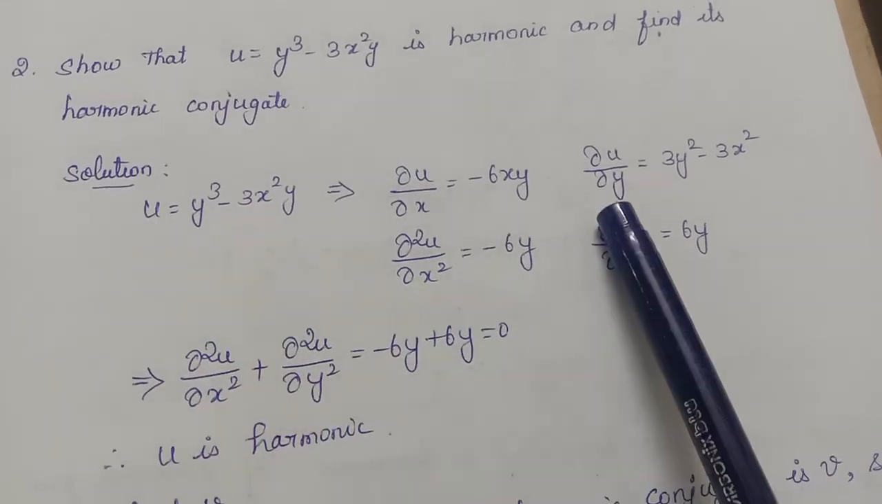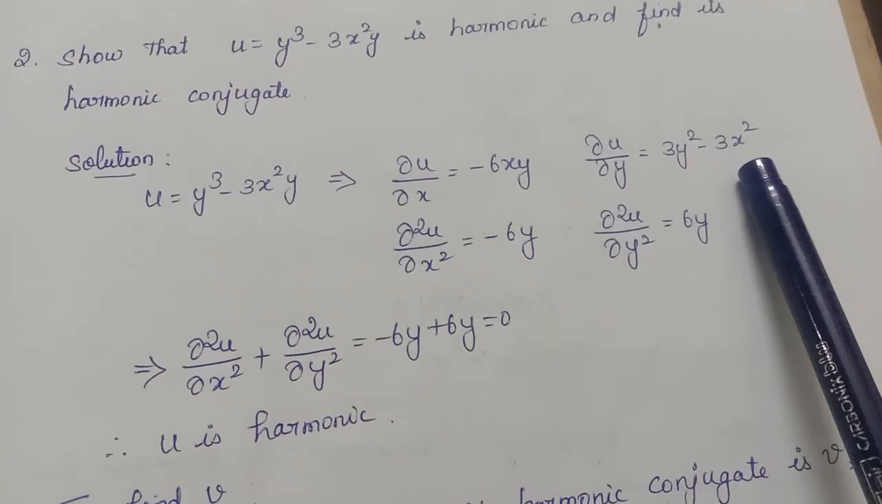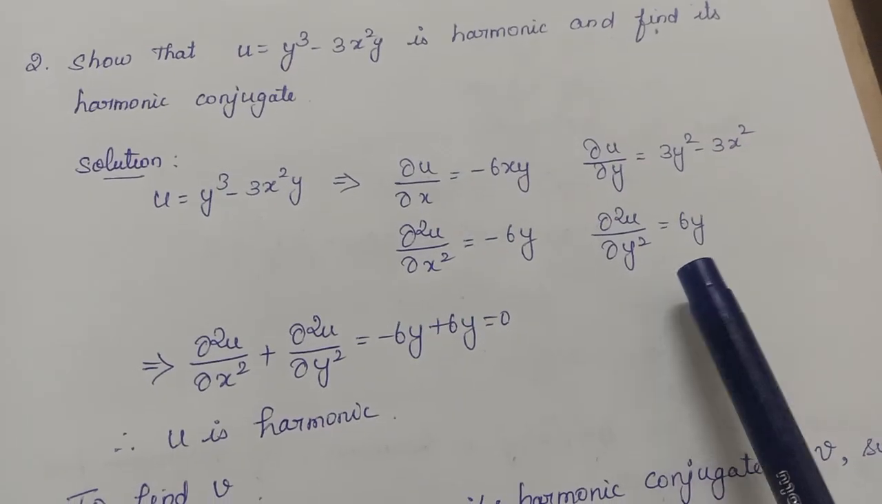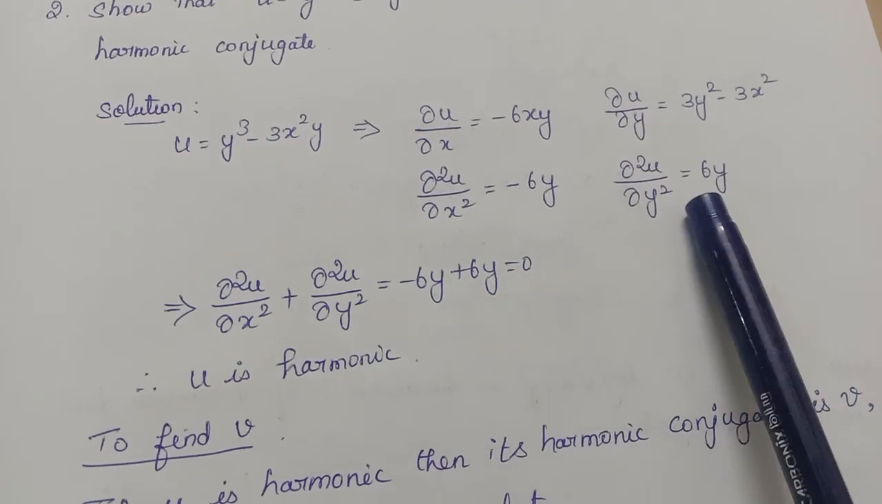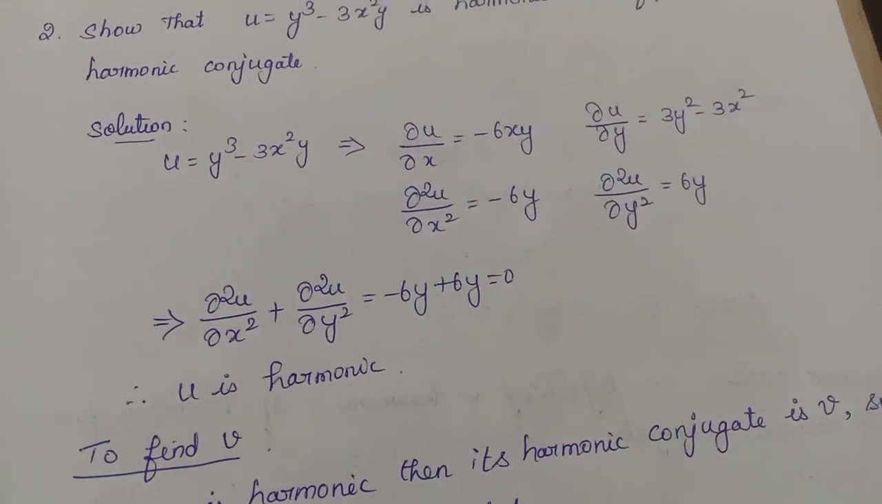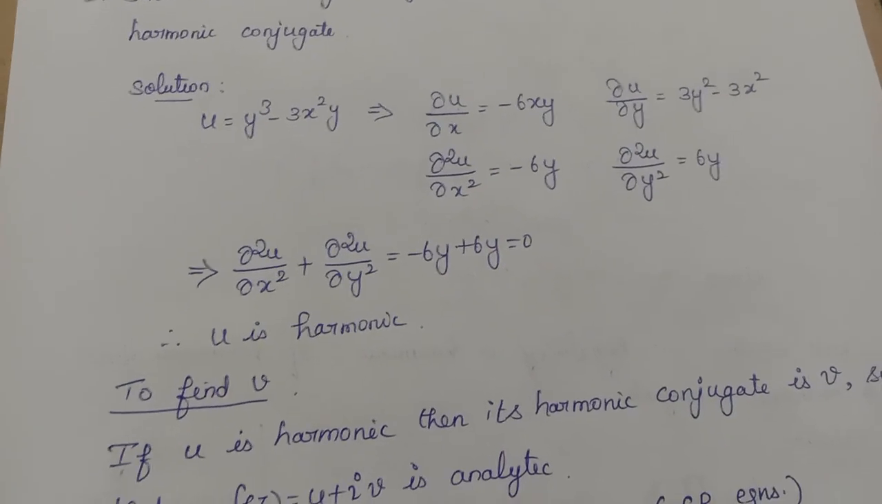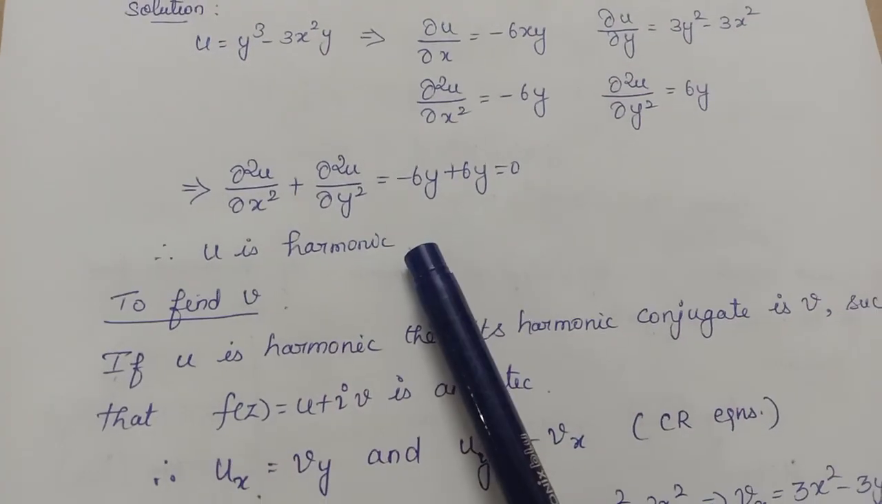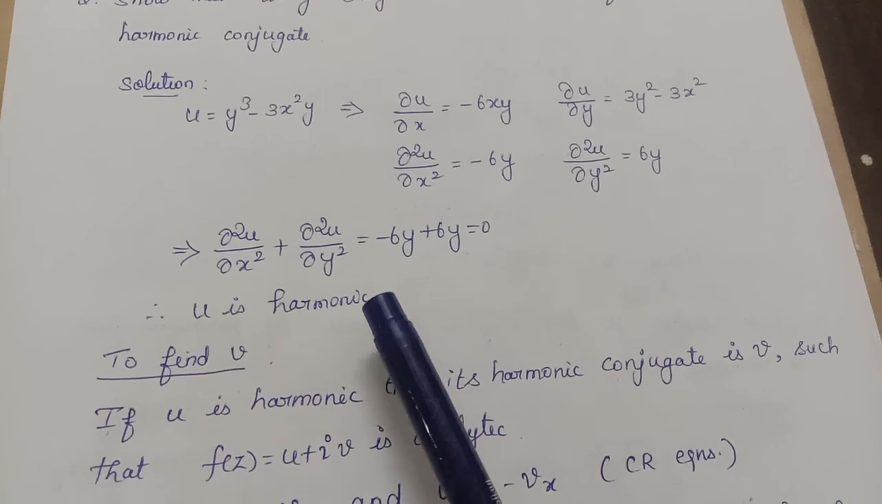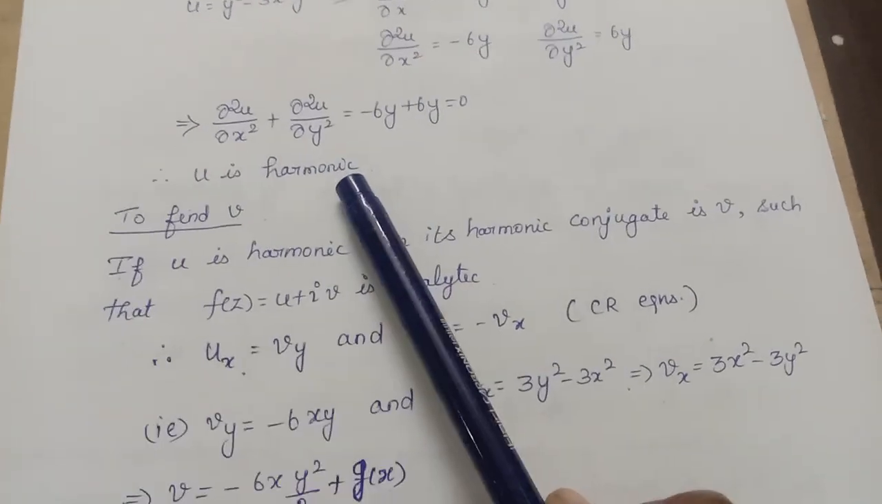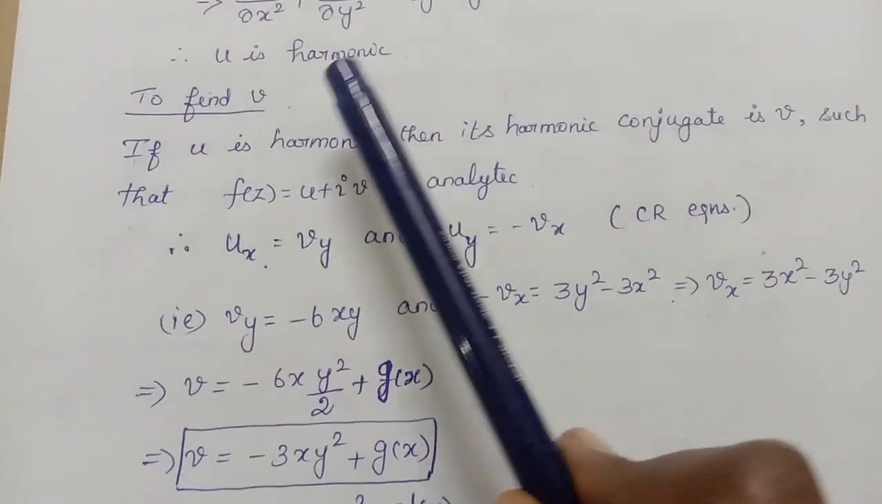What is dou u by dou y? 3y square minus 3x square, and dou square u by dou y square is 6y, isn't it? Now add these two values. What will you get? Minus 6y plus 6y will be equal to 0, right? Therefore u is a harmonic function. So after proving it is a harmonic function, we are going to find out its harmonic conjugate. What is its harmonic conjugate?